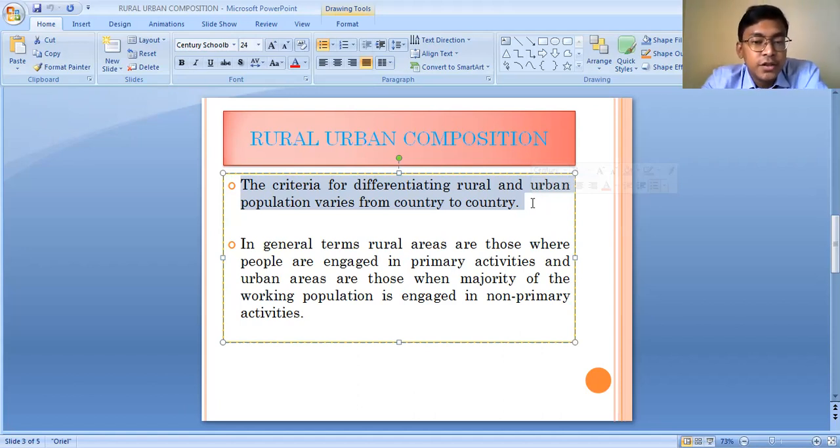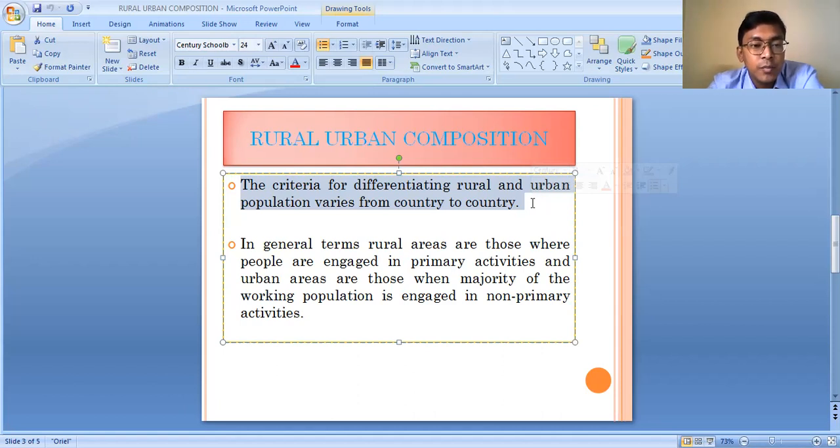In general terms, the rural areas are those where people are mainly engaged in the primary activities like agriculture, animal husbandry, rearing of animals, mining, quarrying, gathering, and so on. Whereas urban areas are those where the majority of the working population is engaged in non-primary activities.